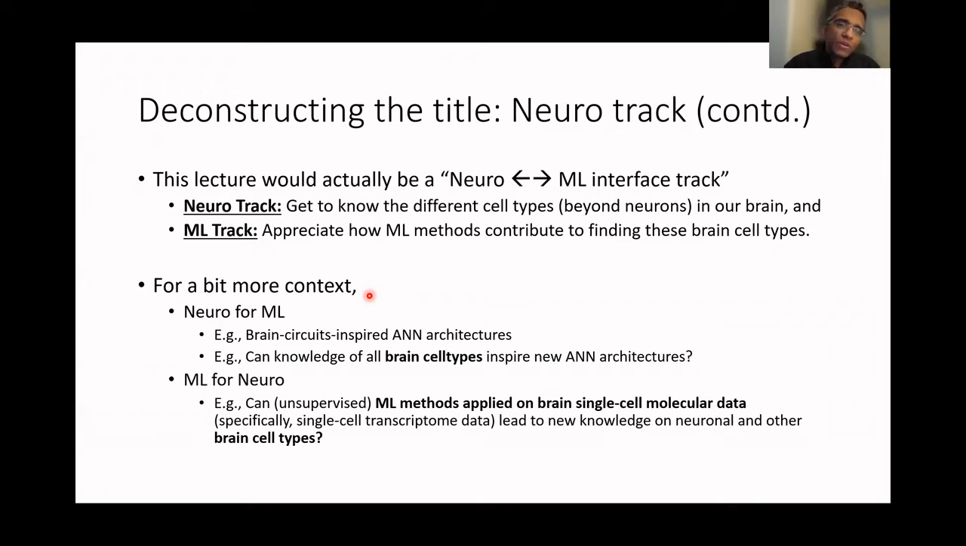Okay. And so how do we use these ML methods to obtain new knowledge on these different cell types? So that is the ML track. The neuro track is just getting to know the different cell types in the brain, and the ML track is about how ML actually helps in identifying these brain cell types in a data-driven fashion. Okay. So actually, we will be looking at both the neuro track and the ML track, and it's only apt. This comes towards the end of the course, and so you have seen many neuro and ML tracks together, and we wanted to show a flavor of both, blending them both into this last lecture.